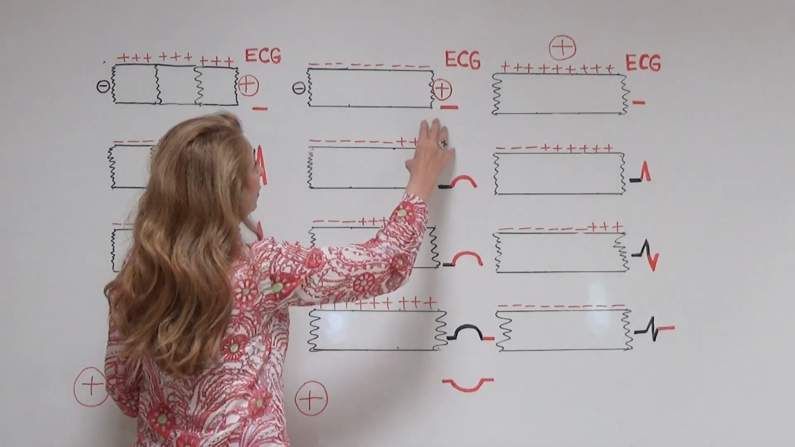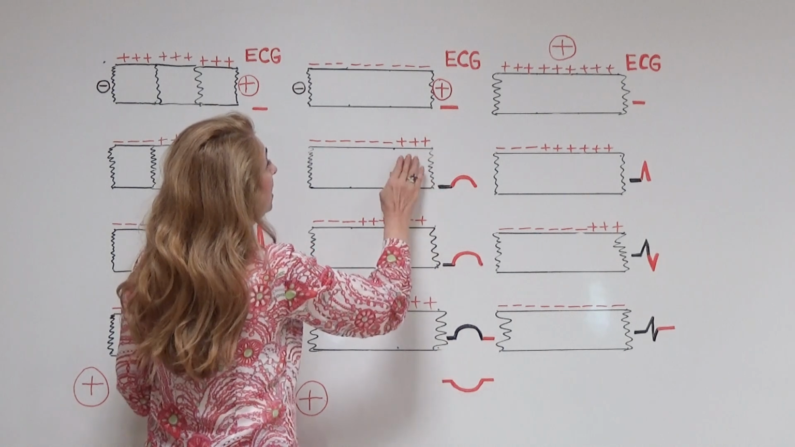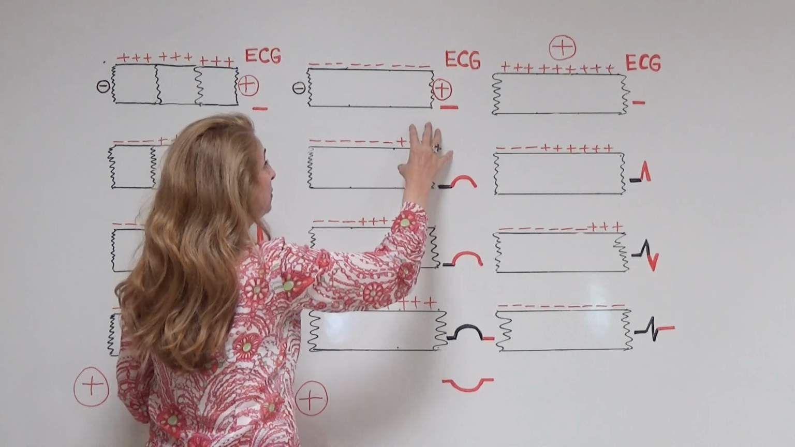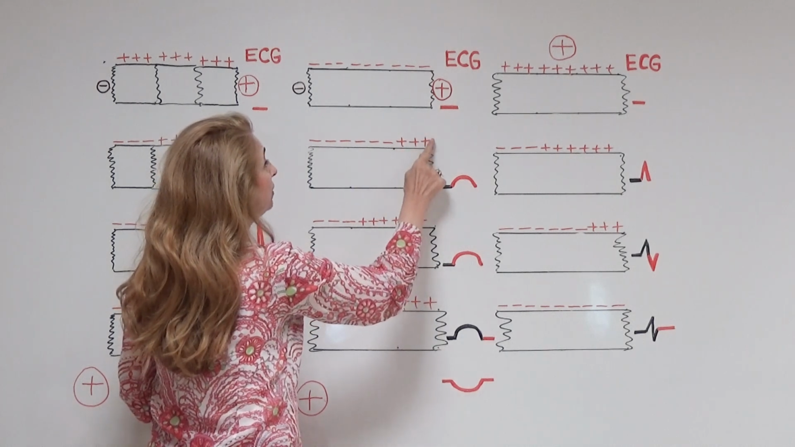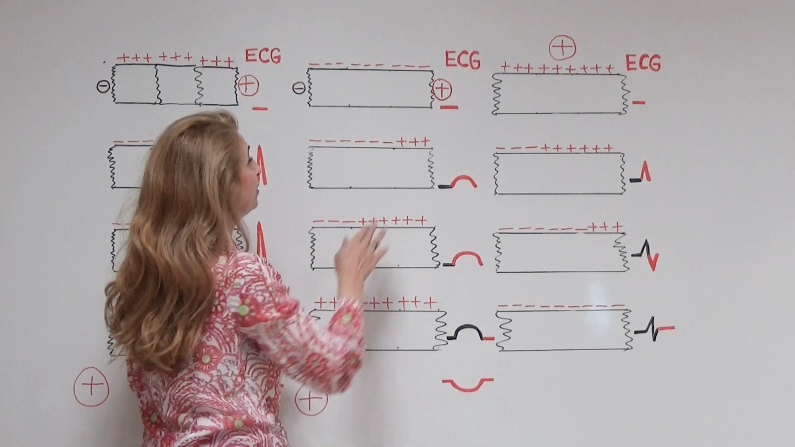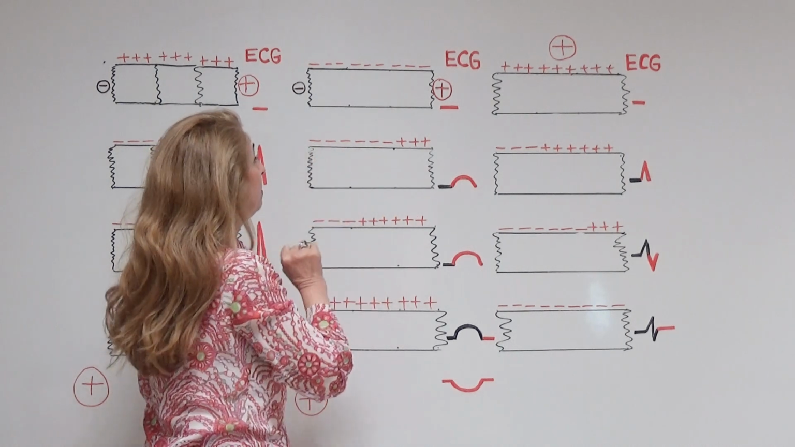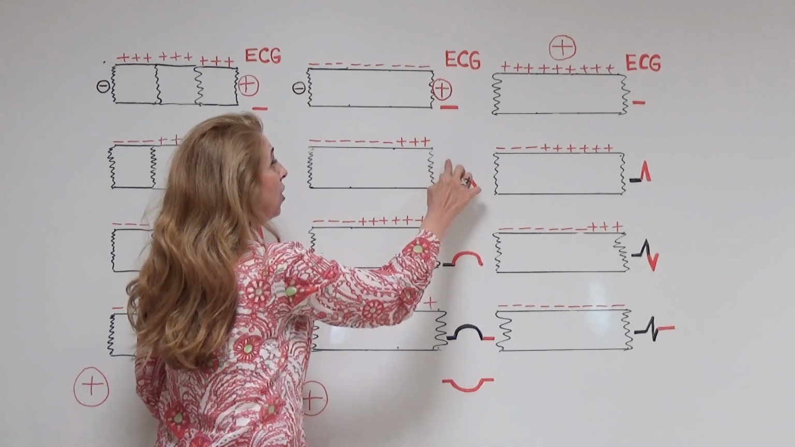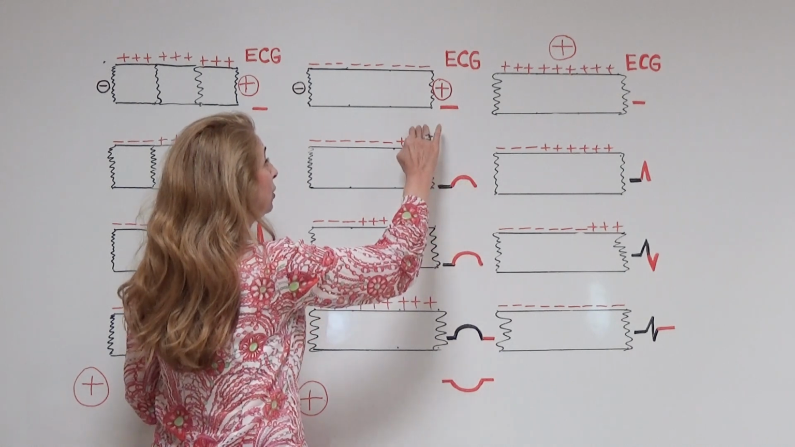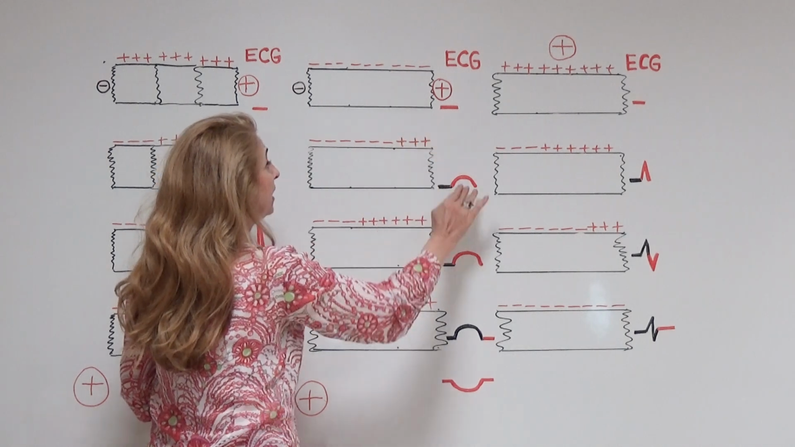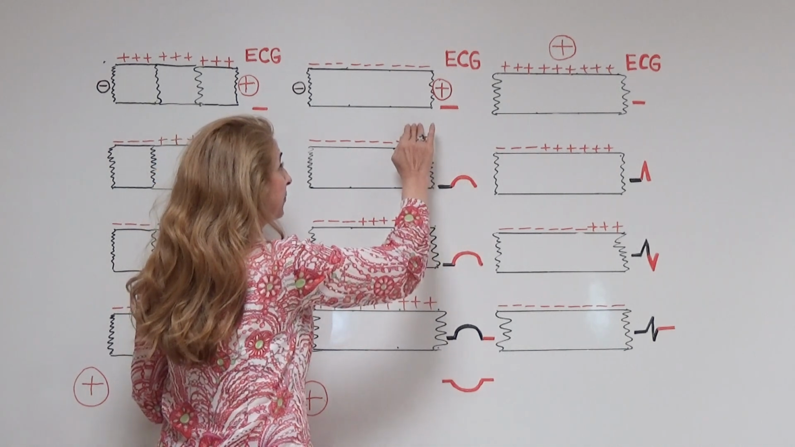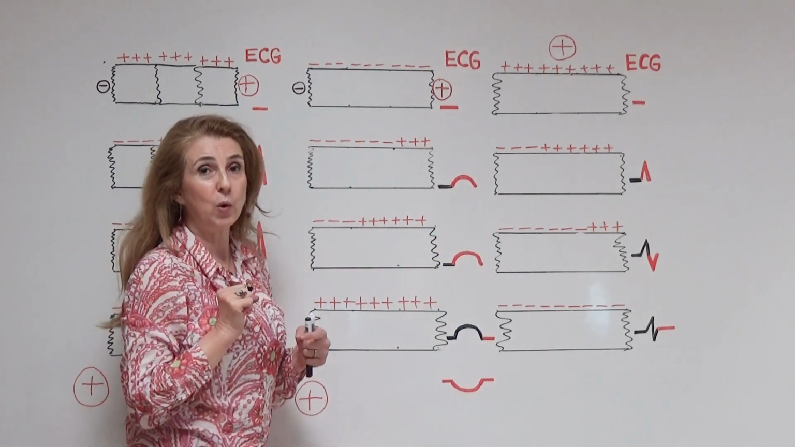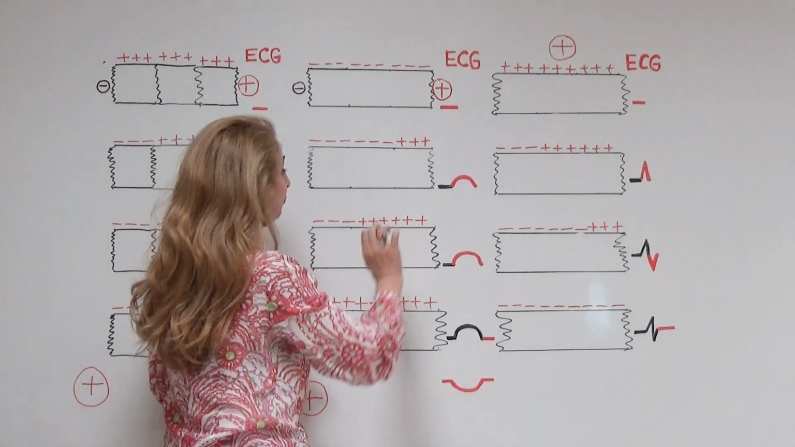So when repolarization starts from the right side, the cells in this group are going to return to the resting membrane potential, and the outer surfaces of them will be positively charged. The rest of the muscle is negatively charged. Our positive electrode is on the right side. It is close to the positive side of the dipole, and so the electrocardiography is going to record a positive wave.